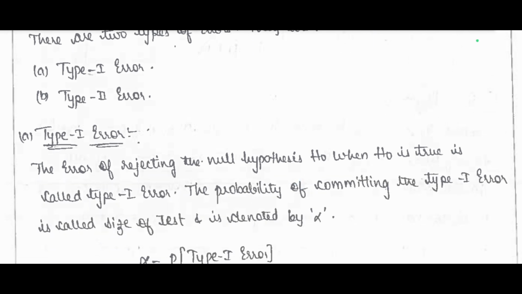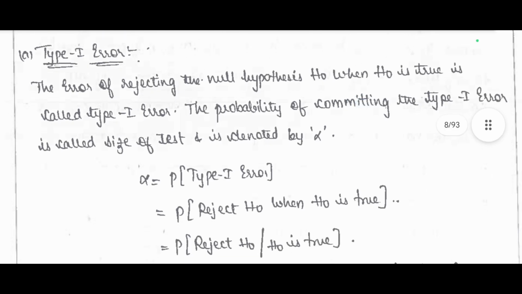The error of rejecting the null hypothesis when H0 is true. Rejecting H0 when H0 is true is called the type 1 error. If it is already true but you are rejecting, it is an error. So this is called type 1 error. The probability of committing the type 1 error is called the size of the test, and it is denoted by alpha. Alpha is equal to the probability of type 1 error.